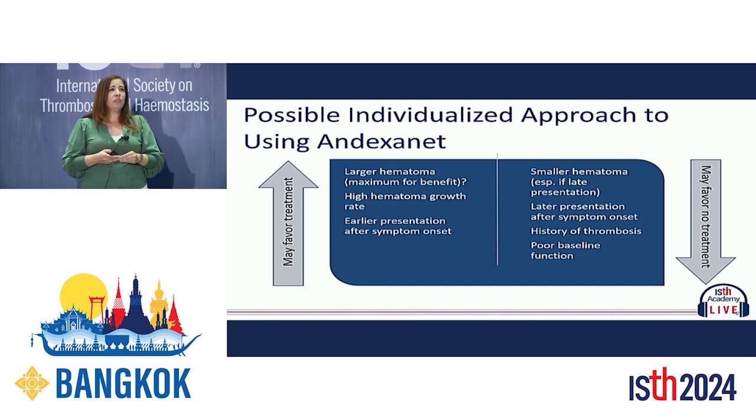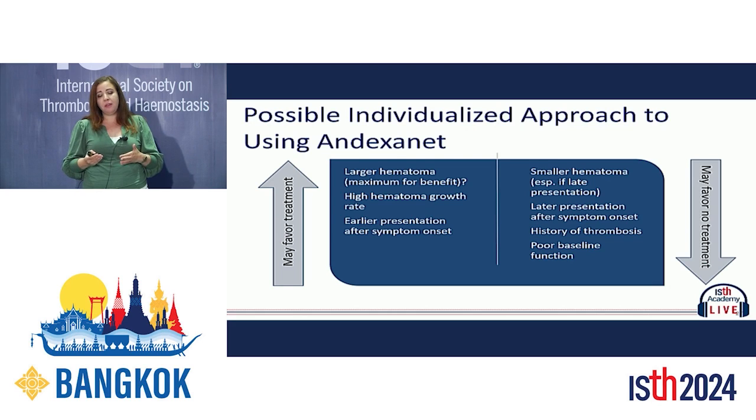So there are some really interesting sub-analyses that are coming out of the Annexa-I study. I think we're all interested to know a little bit more about the details of the events that unfolded during the trial, particularly the thrombotic events. There are some studies that suggest that individuals who present with a larger hematoma may benefit from andexanet compared to usual care, those with a high hematoma growth rate, and those who present earlier after symptom onset. Again, these are all hypothesis generating based on some analyses that were presented at international conferences.